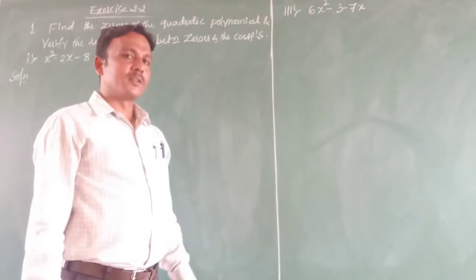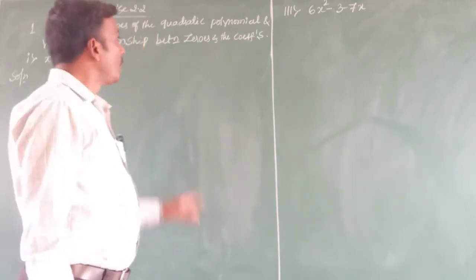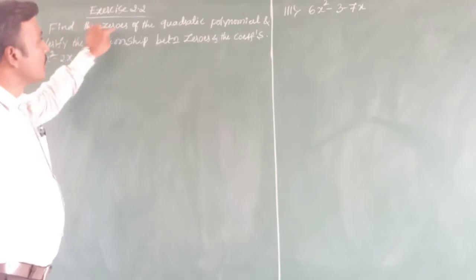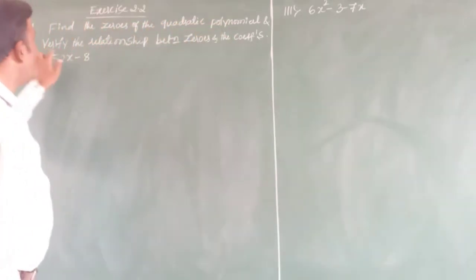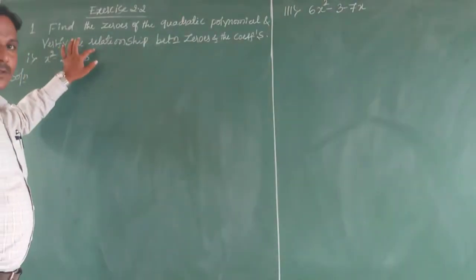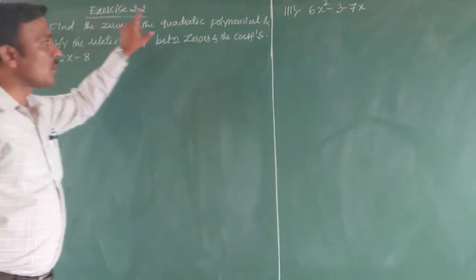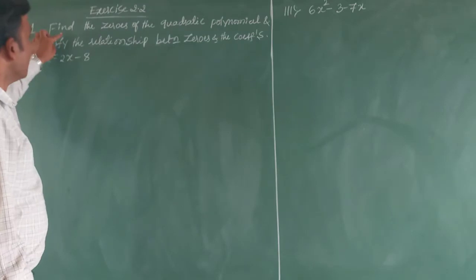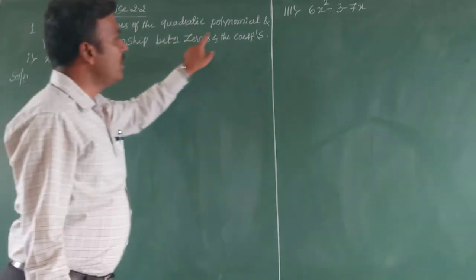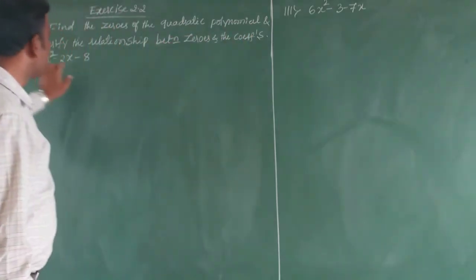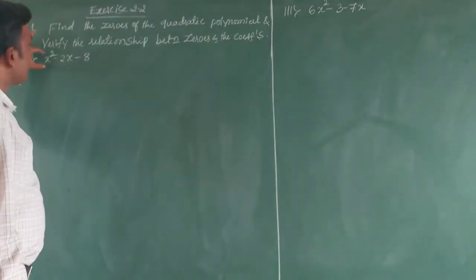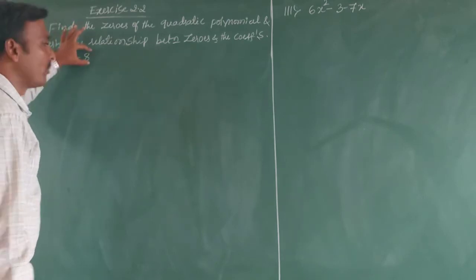Now I am going to discuss exercise 2.2. First question: find the zeros of the quadratic polynomial and verify the relationship between zeros and coefficients. One question of this type I have already explained. First question is x square minus 2x minus 8. First you have to find the zeros of this quadratic polynomial.